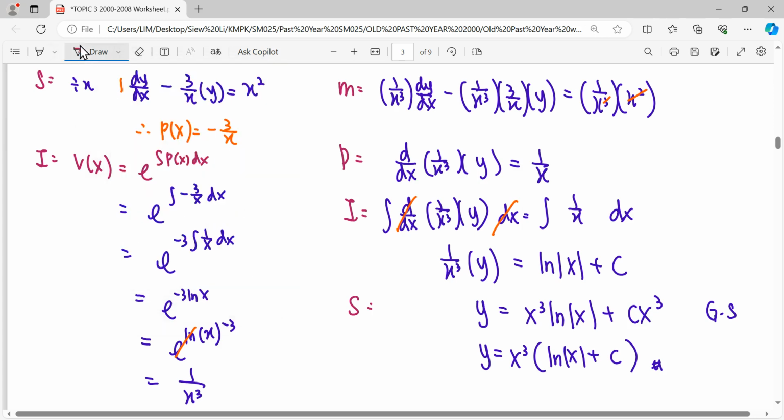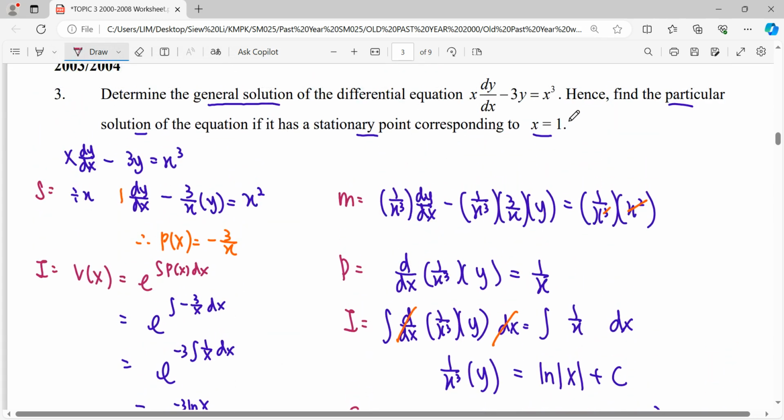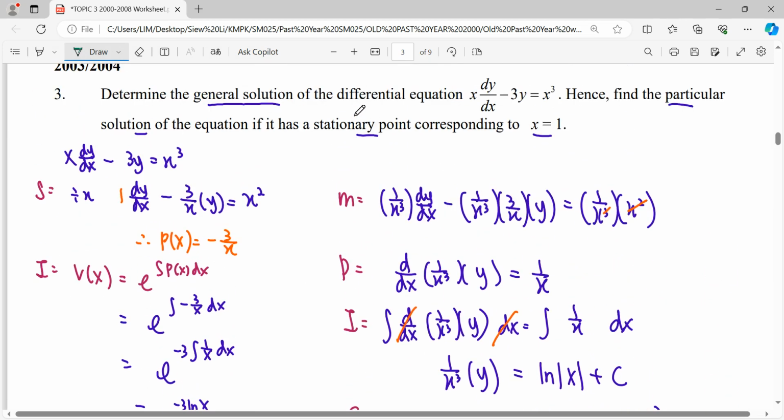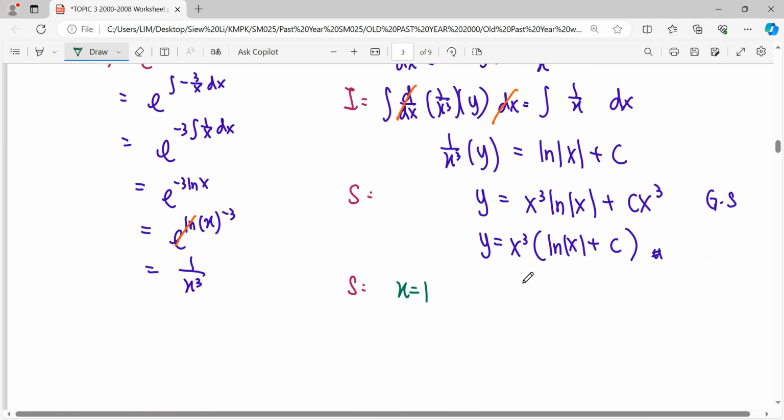Then we can look back at the question. They ask us to find the particular solution also when it has a stationary point corresponding to x equals 1. So what does that mean? When x equals 1, it is a stationary point. A stationary point only happens when dy/dx equals 0. This is the information they give so that we can find out what our constant c is.